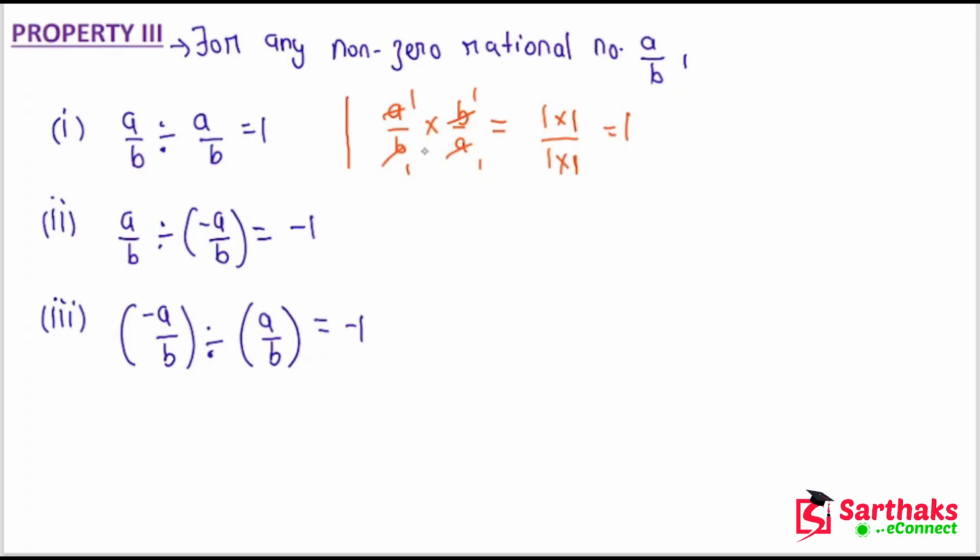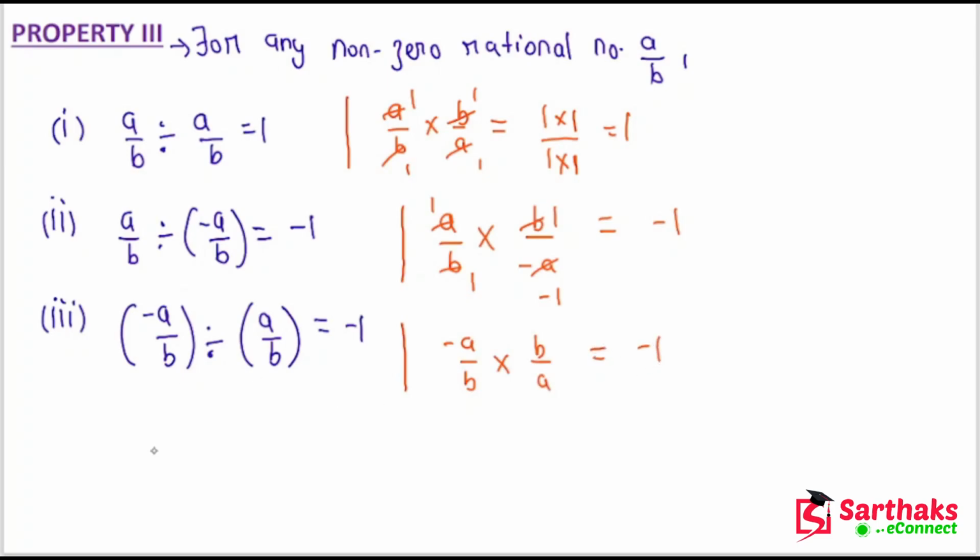If you want to verify this, you can take a upon b. When you change the symbol into multiplication, it will become b upon minus a. So again, it will cancel one time. It will cancel -1 times. So the answer would be -1. Similarly, here you can do like this. If you change the division sign into multiplication, you will get b upon a, and again cancelling them out, you will get -1.